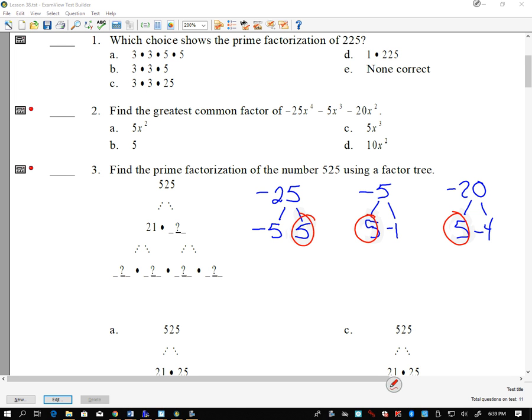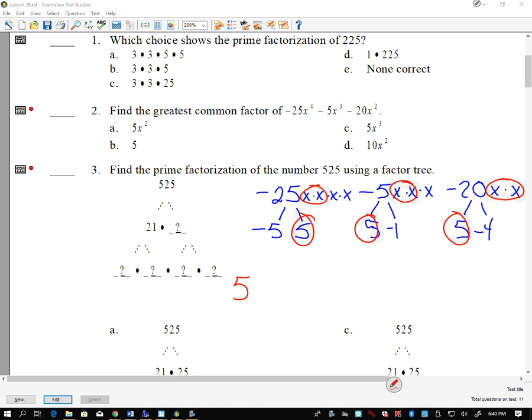So let's hold that off to the side here for a second. Now, they all have something else. This first one has x times x times x times x. It has 4 x's. This one has 3 x's, it's x to the 3rd, and this one has 2 x's. So the most that all of them have is 2 x's.